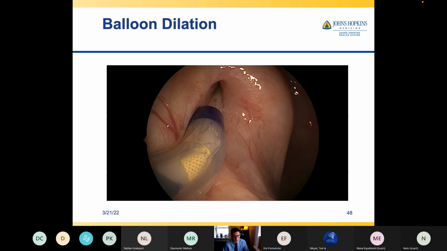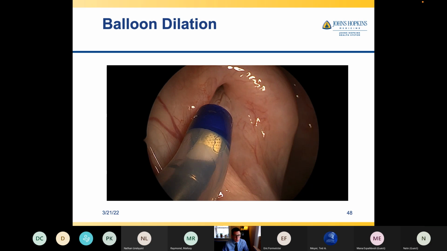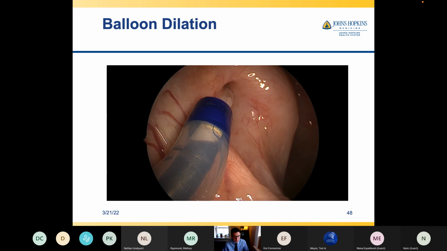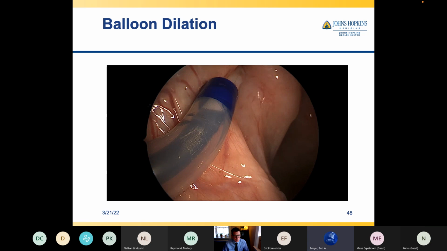At some point, you're going to reach some resistance. At that point, you hold the balloon in place and pull the guide catheter back. And as you can see, I'm kind of flailing a little bit. I don't really know what the right pressure is, but it's okay. It all turns out fine.